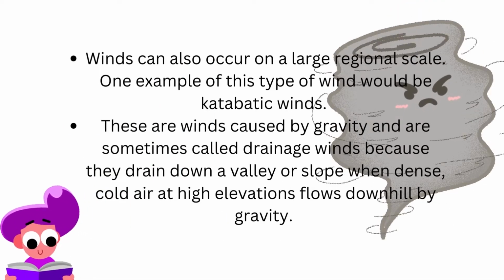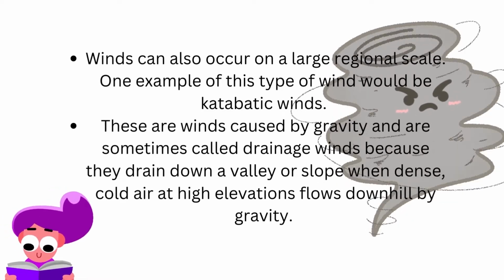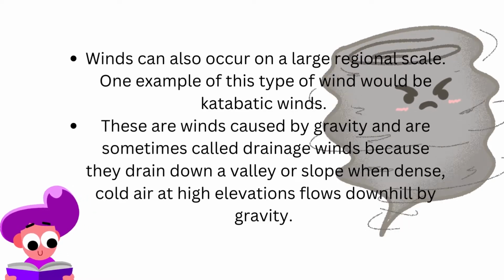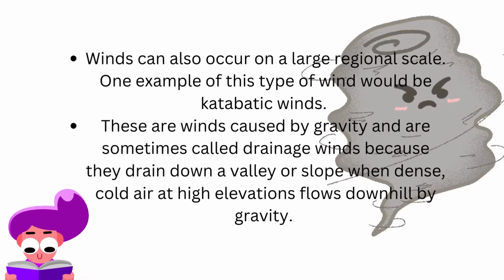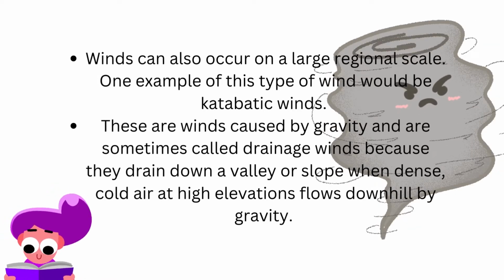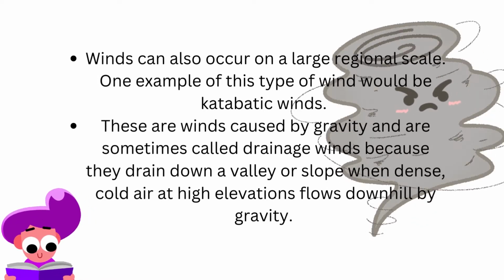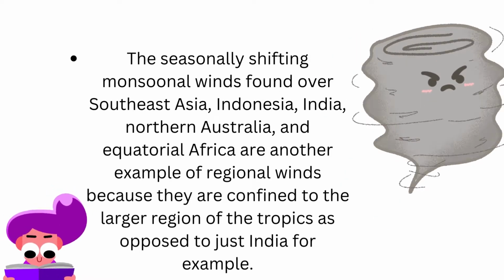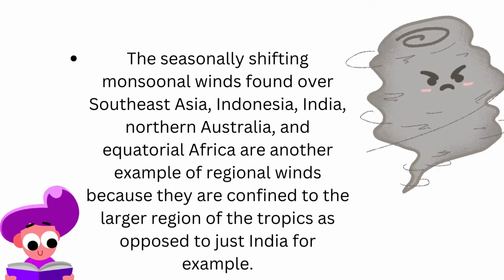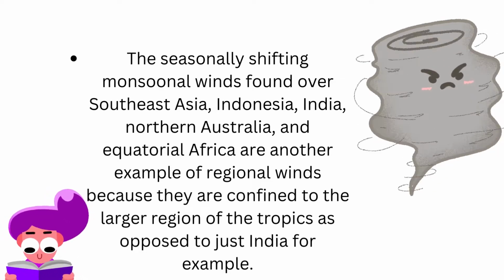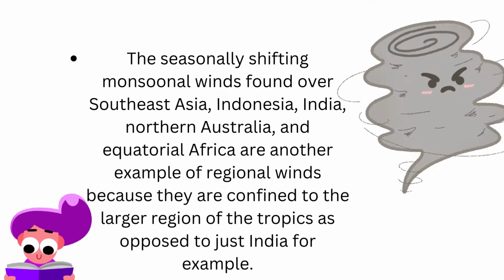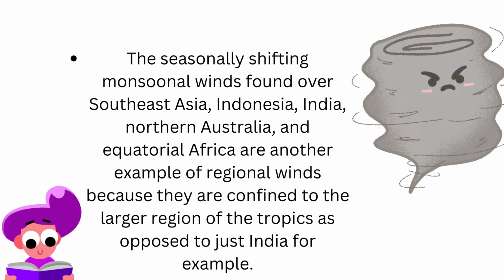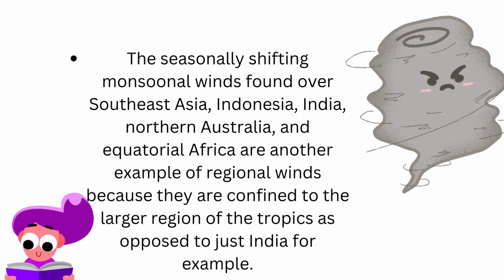Winds can also occur on a large regional scale. One example of this type of wind is katabatic winds. These are winds caused by gravity and are sometimes called drainage winds because they drain down a valley or slope when dense, cold air at high elevation flows downhill by gravity. The seasonal shifting monsoonal winds found in Southeast Asia, Indonesia, India, Northern Australia, and Equatorial Africa are another example of regional winds because they are confined to the larger region and tropics as opposed to just India, for example.